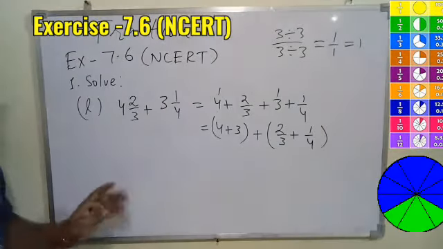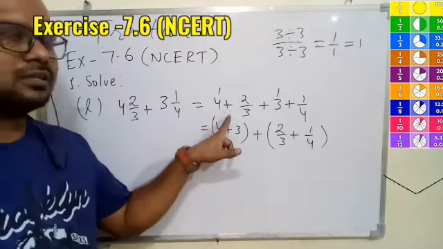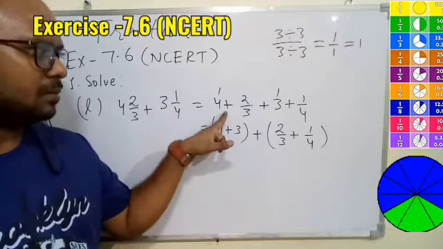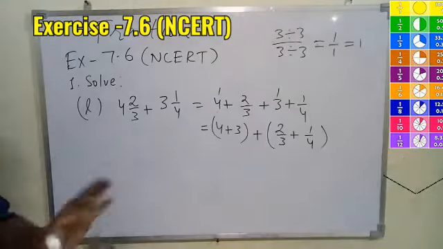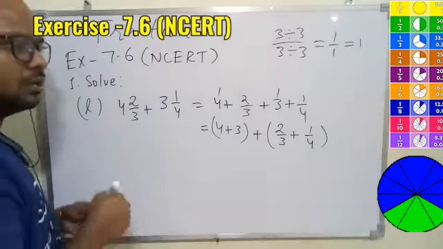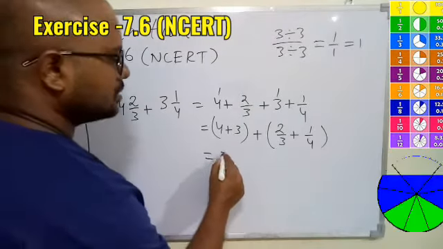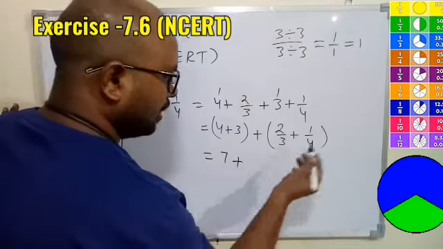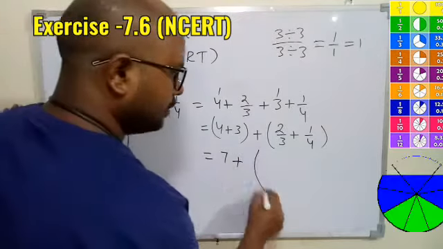So we have written all the numbers, and when we are writing the number, we must see the symbol, that is we have a plus or minus sign, that is to be taken care of. So here we are getting plus, so we are not getting any problem. 4 plus 3 is 7, and now we have to do something with this. So I am solving here.